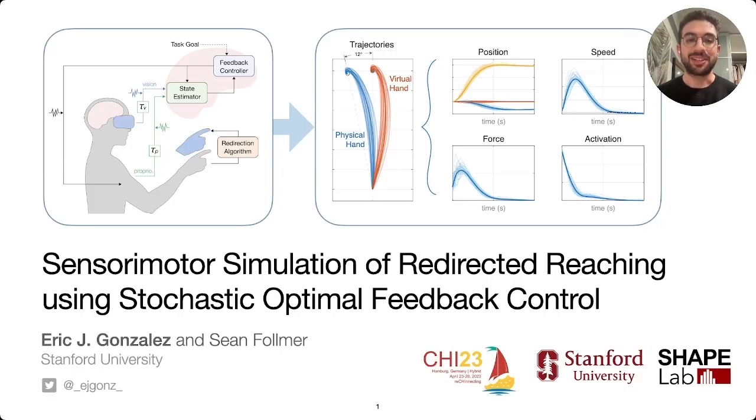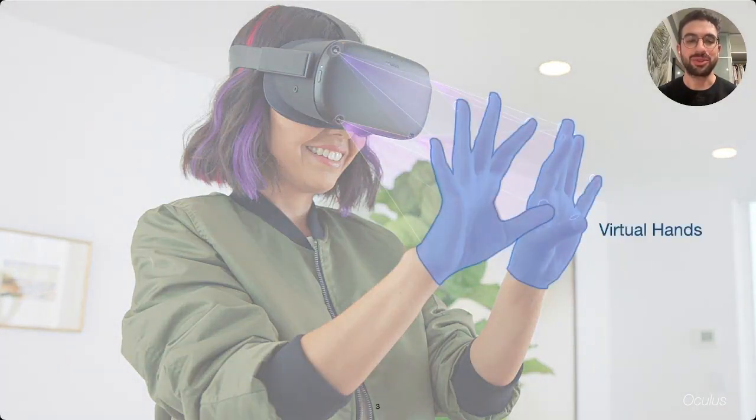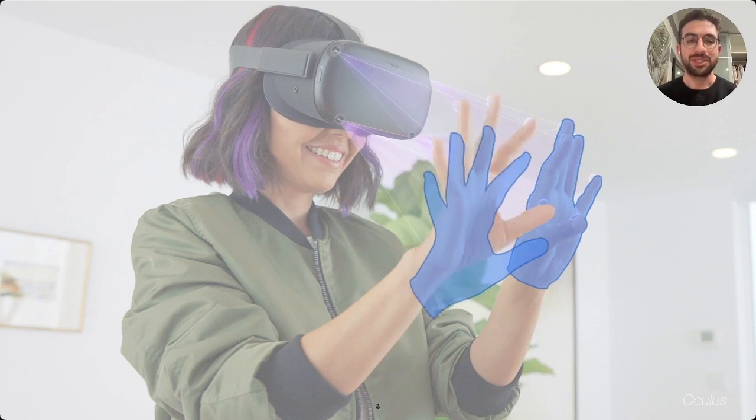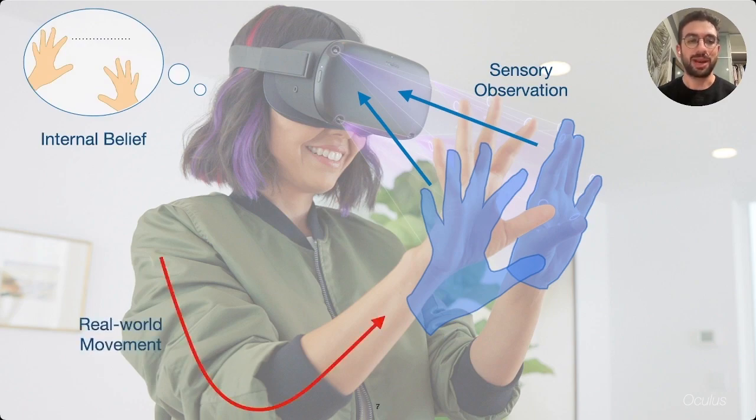Hi, my name's Eric Gonzalez, and today I'll be presenting our work, Sensorimotor Simulation of Redirected Reaching using Stochastic Optimal Feedback Control. With VR, we had this unique opportunity to control how and where users see their hands. Since vision plays such a major role in our perception, offsetting their virtual hands can actually influence where they feel their real hands are in space. And this, of course, influences then how they reach and move about.